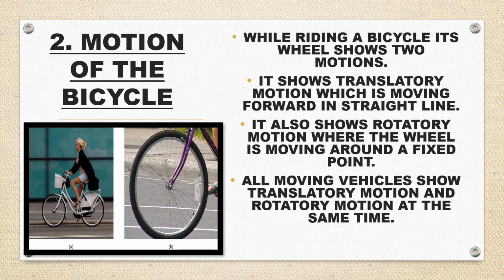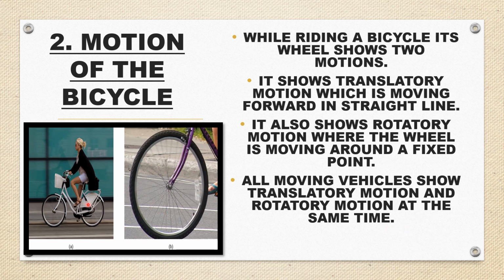Now, the second example is the motion of a bicycle. Let's first read the write-up that I have written here. While riding a bicycle, its wheel shows two motions. What are they? It shows translatory motion, which is moving forward in a straight line, and it also shows rotatory motion, where the wheel, fixed at a point, moves around that fixed point. All the vehicles moving on the road will always exhibit two motions: translatory motion as well as rotatory motion at the same time.